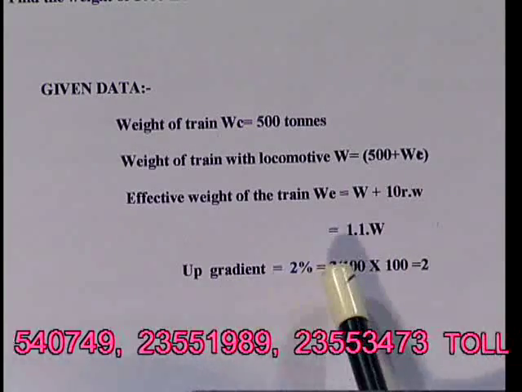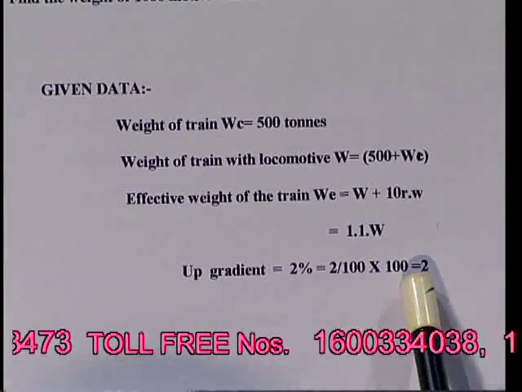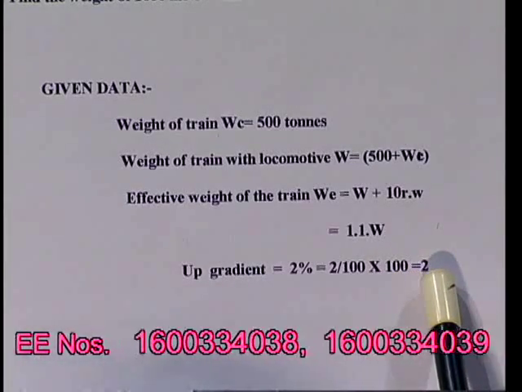Up gradient G will be 2%. That is equal to 2/100 × 100, that is equal to 2. Let us see next.